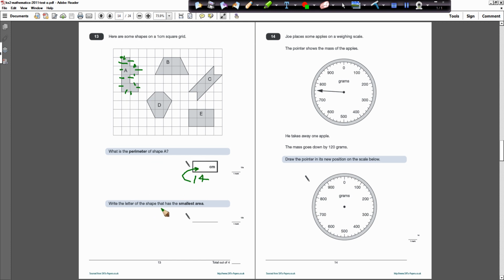Write the letter of the shape that has the smallest area. Now, what is the area? The inside. Okay, right. So, yeah.